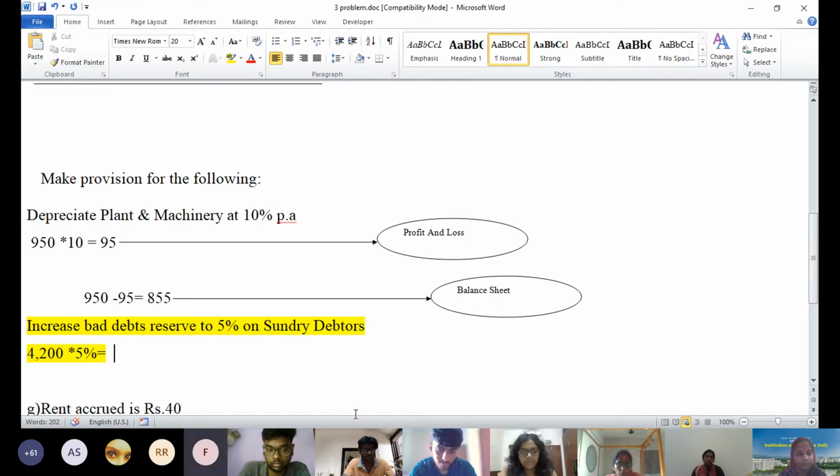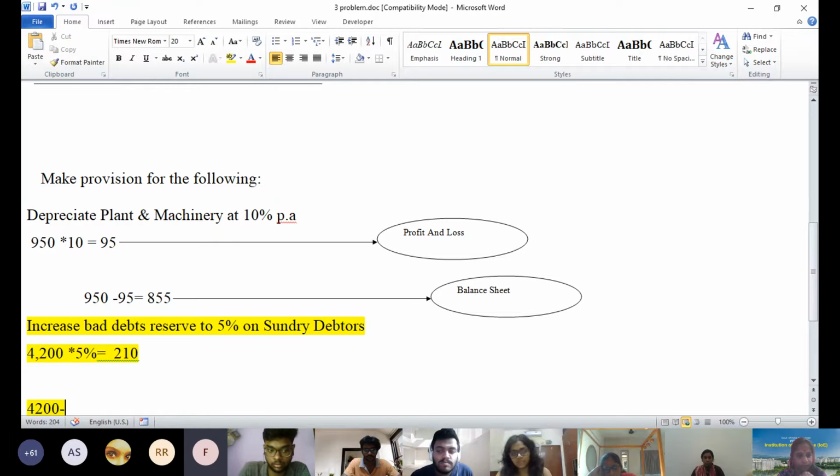Ma'am? 4,200. 210, ma'am. 210. Yeah. Anybody has any doubts here? Yes, ma'am. Yes, tell me. Ma'am, it says increase bad debts reserve, no? So shouldn't we increase the reserve? Bad debts is always adjusted in the debtors already for that particular year.